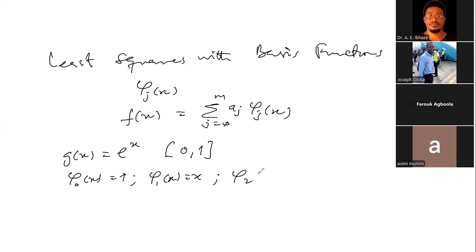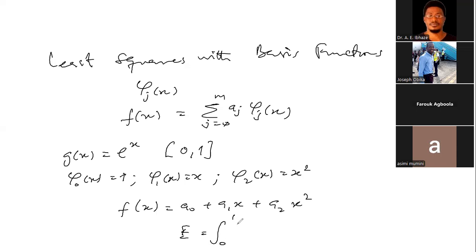Then another basis function is phi 2 of x equal to x squared. So we know that here the approximation function is the same as a0 plus a1x plus a2x squared. Here we want to determine all of these coefficients, and the error function will now be the integral from 0 to 1 of g of x minus the function f of x, all squared, dx. So we are going to plug this in, and this will lead to the normal equations.